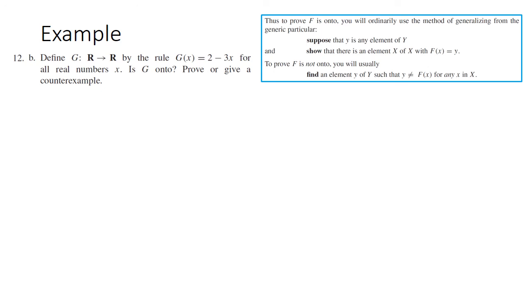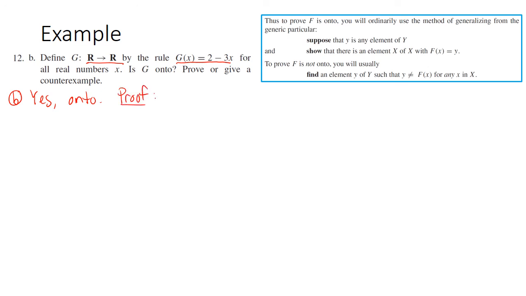Okay, so let's look at another example here where I am going to prove that something is onto. Here we have another formula where it's just a line, but because we're going from the reals to the reals, this function is onto. So I'm going to prove that it's onto. Okay, so yes, this is onto, and let me write a proof.